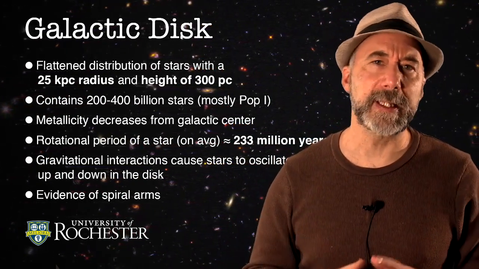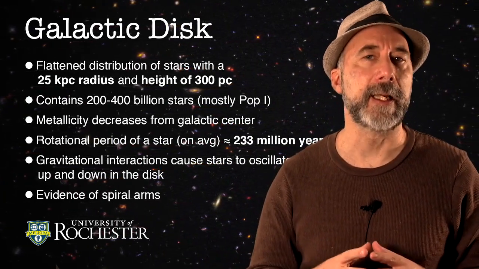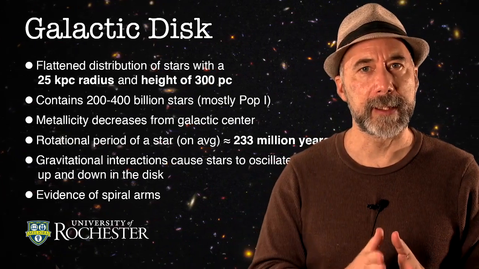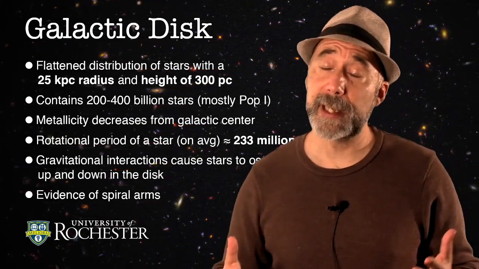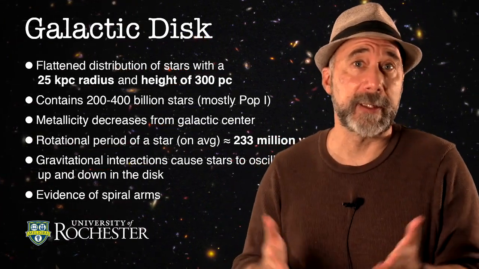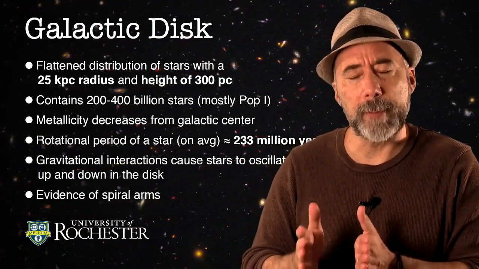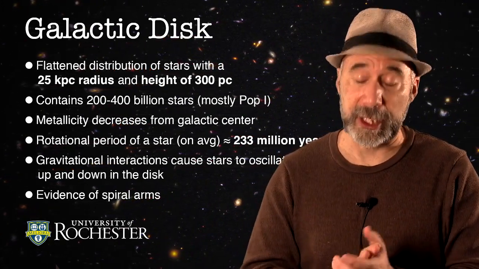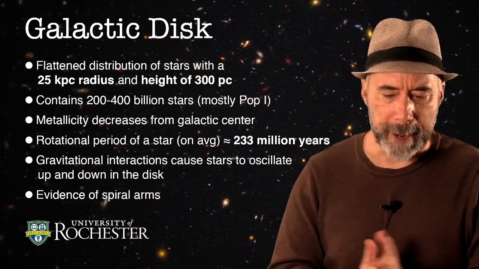Now the thing about the disk is that we find that the metallicity in the disk decreases from the center outward. And that has led some people to think about galactic habitable zones, because you need metals in order to form planets and to form life. So there may only be a small range of radii from the center where you could actually form planets and form life.